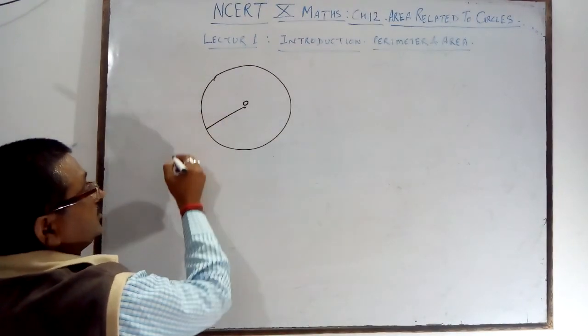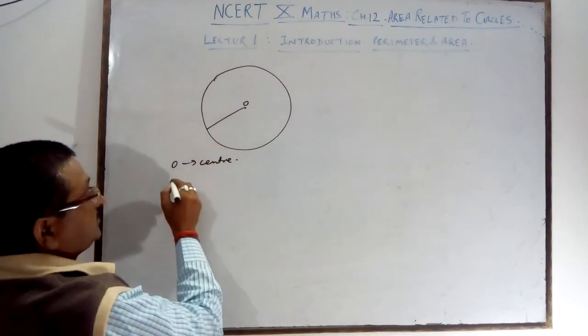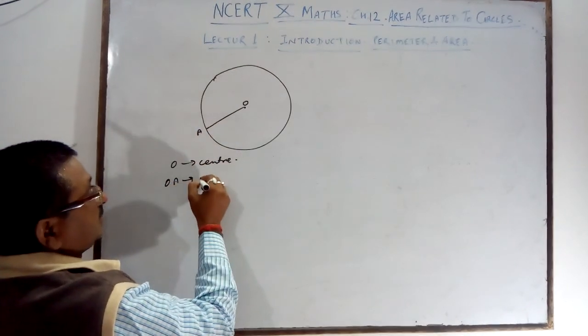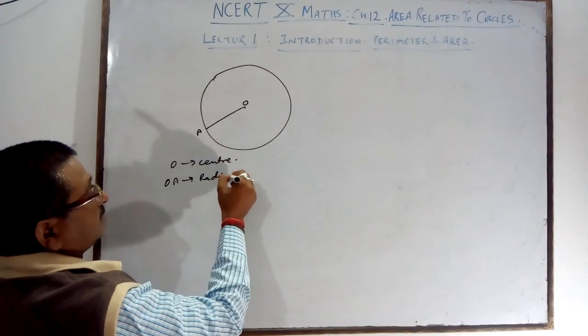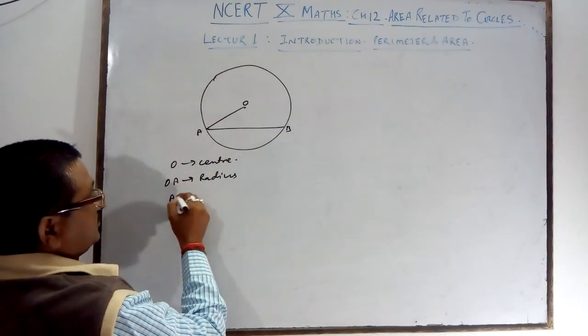O is the center of the circle, which you know from class 9th and the circle chapter also. OA is the radius of the circle. AB is the chord of the circle.